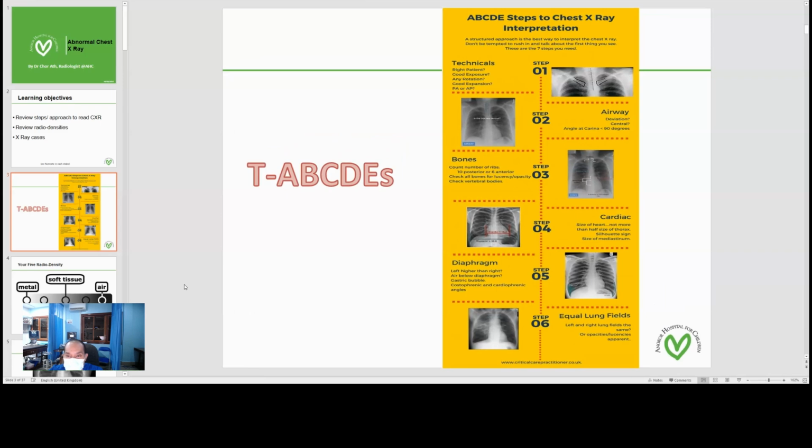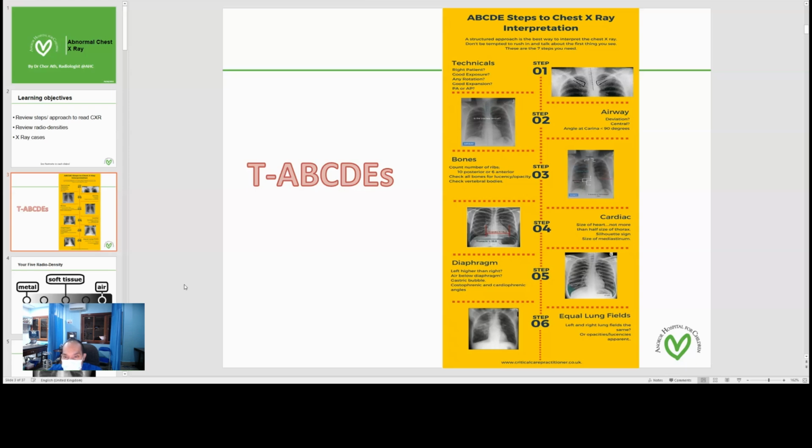In order not to miss any finding, the first one is T, I mean technical. We have to see: is it the right patient, good exposure, any rotation, good expansion, is it a PA or AP projection?